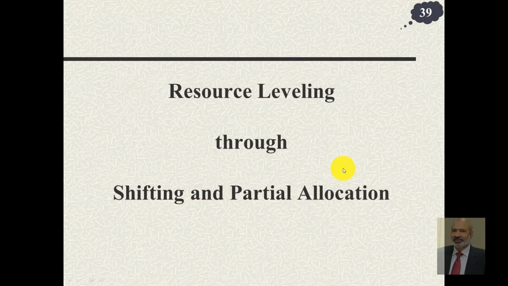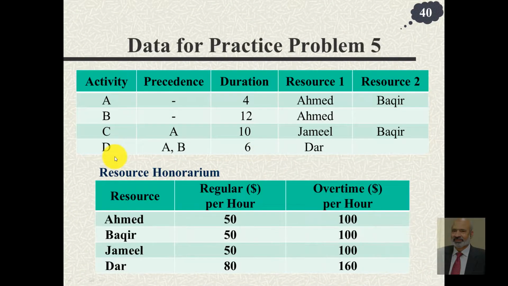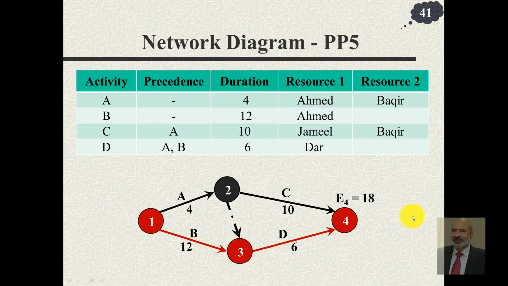The other two methods of resource leveling are through shifting or through partial allocation of resources. Let's look at the shifting now. Just to remind you that there were 4 activities and these were the honorariums that people were supposed to be paid. This is the network diagram. This time we have a slightly different diagram. Notice the problem now is different. This is not practice problem 4 but is 5, and there is a dummy activity here.